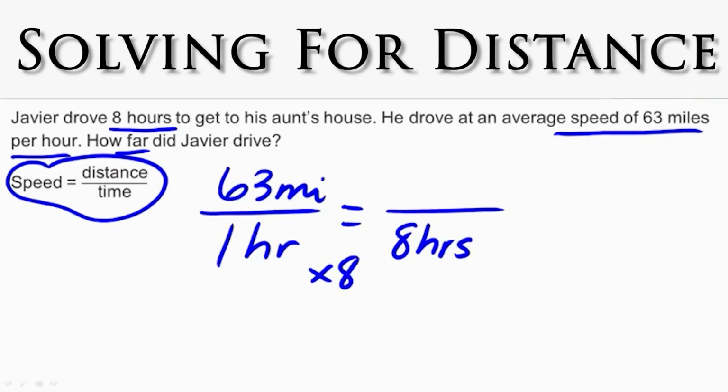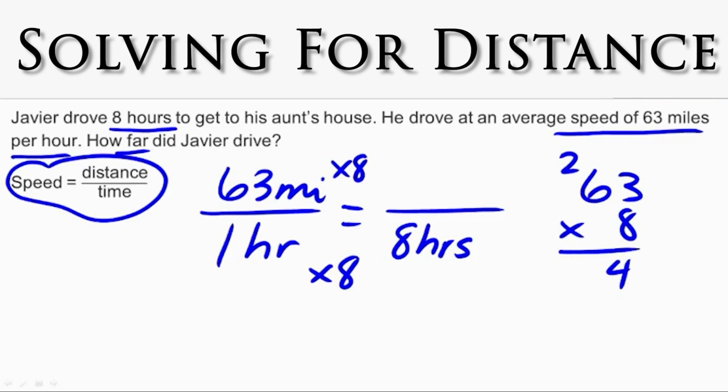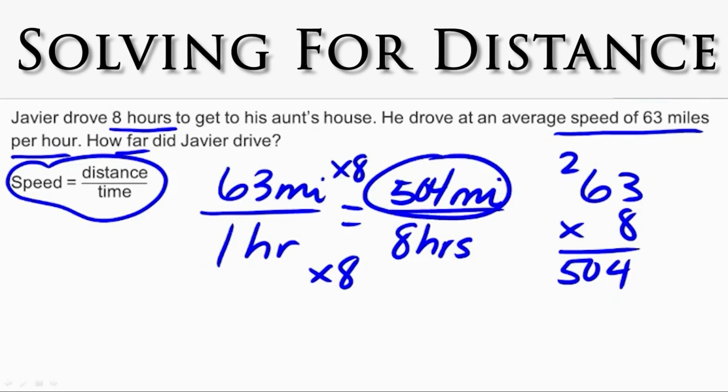And in order to keep the ratios equivalent, whatever I do to the bottom, I do to the top. So I'm going to multiply 63 by 8. Let me do that on the side real quick here. 63 times 8. 8 times 3 is 24. Carry the 2. 8 times 6 is 48 plus 2 is 50. So now we know that Javier drove 504 miles in that 8 hours. So that answers the question, how far did Javier drive? This is how to solve for distance.